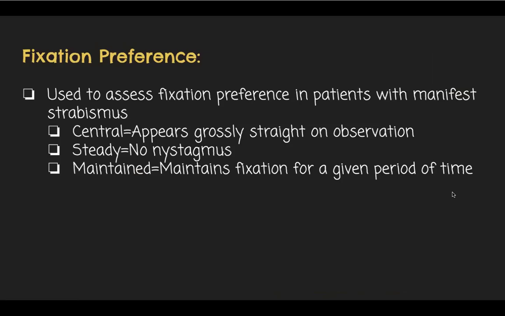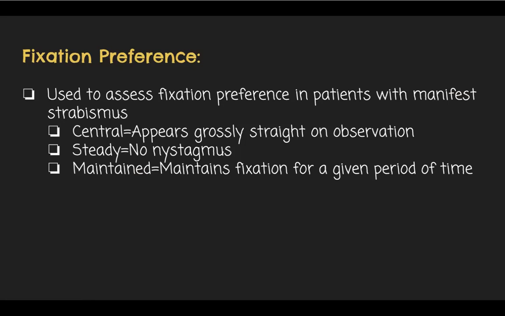The next method that will be discussed is fixation preference. This is done when patients have an obvious manifest strabismus, and this test is done by occluding the original fixating eye and removing the occlusion to see if the patient can maintain fixation. In order to be considered maintained, the patient must be able to hold fixation through a blink. If they blink and the eye goes right back to crossing or drifting, they would be considered central steady unmaintained. If they hold fixation through a blink, they are considered central steady maintained.